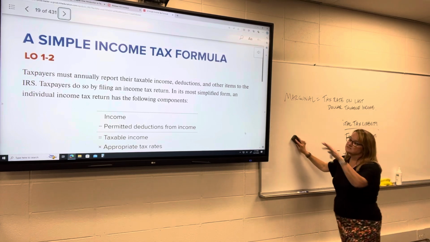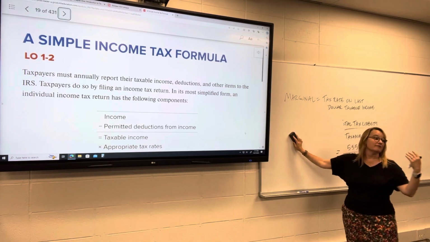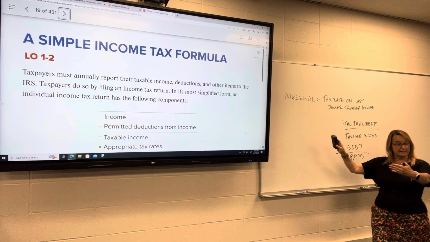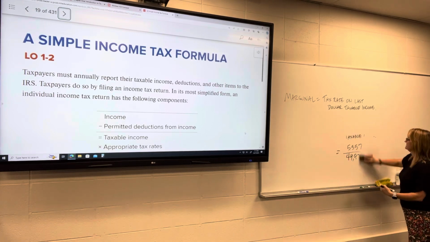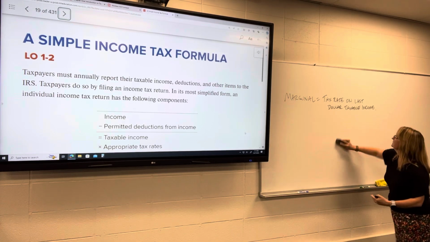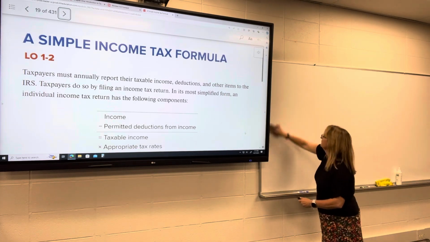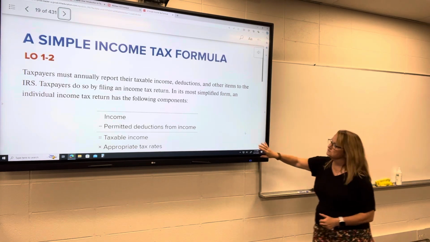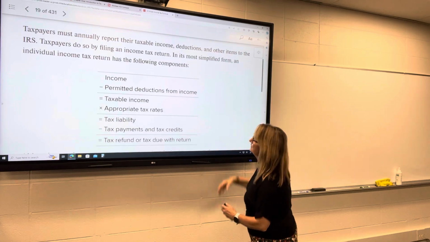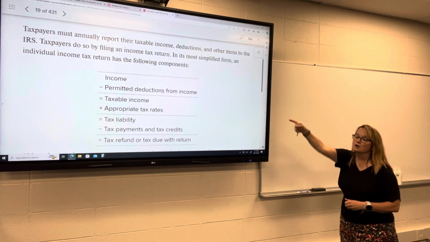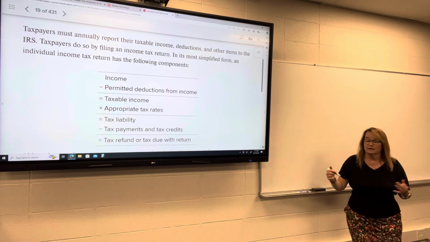We're also going to, and this is a simplified formula, which means we have a more advanced formula that we're going to do in the next chapter as well. We're going to add some facets to this, or some factors. So our simple income tax formula: we start with income. This is total income, okay?